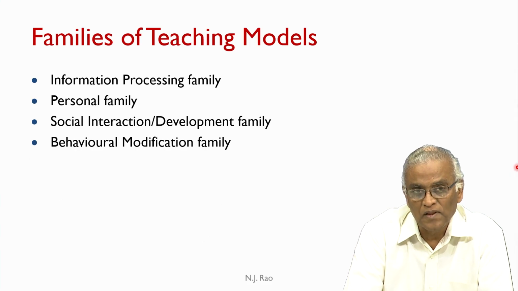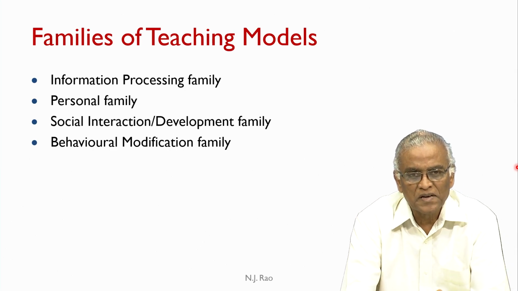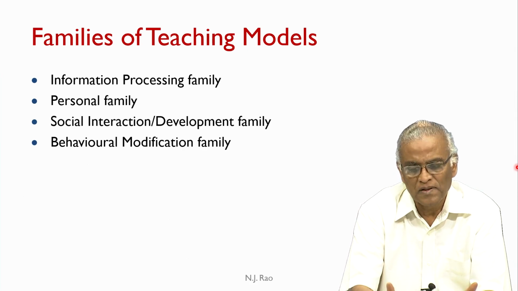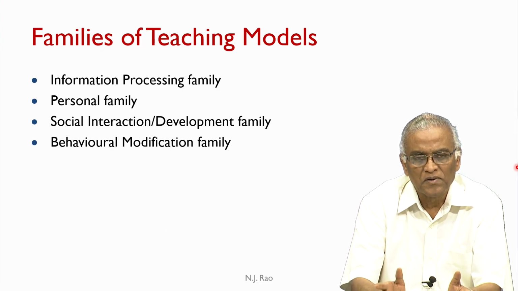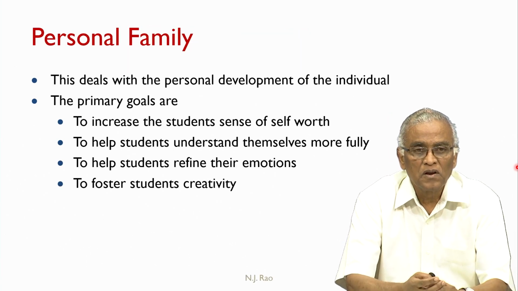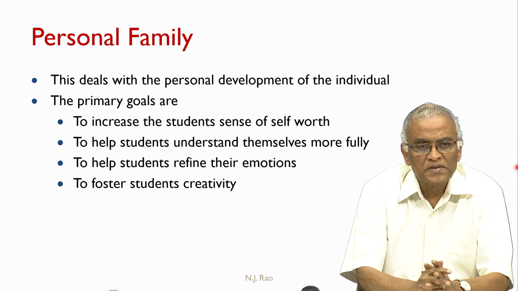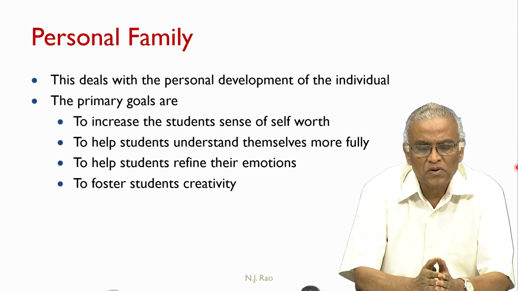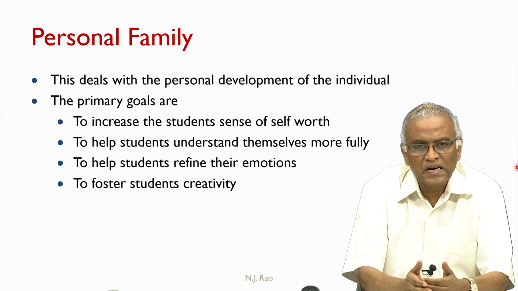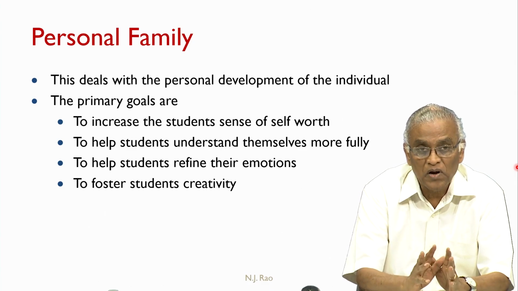Now, there are families of teaching models. You have the information processing family, personal family, social interaction or development family, behavioral modification family. So many models, and in each family again you have several specific models. If you take the information processing family, I do not have the list, but it can be 10, 15 different teaching models. And what do we look at under the personal family? This family of teaching models deals with the personal development of the individual. The primary goals are to increase the student's sense of self-worth and to help students understand themselves more fully, to help students refine their own emotions, to foster students' creativity. These are the broad characteristics of this family.